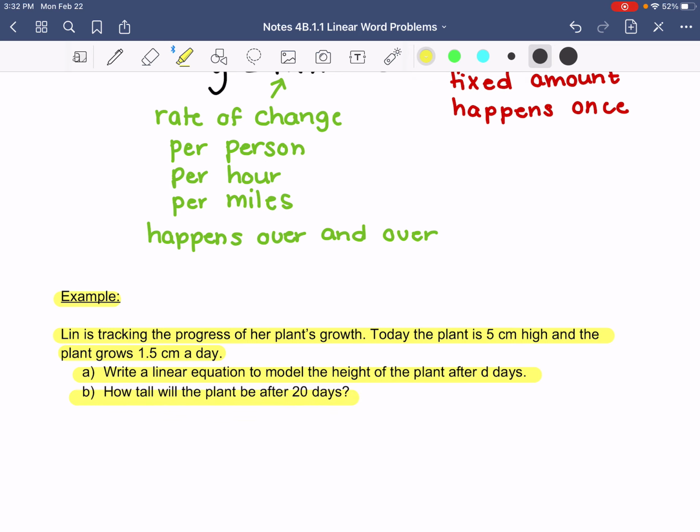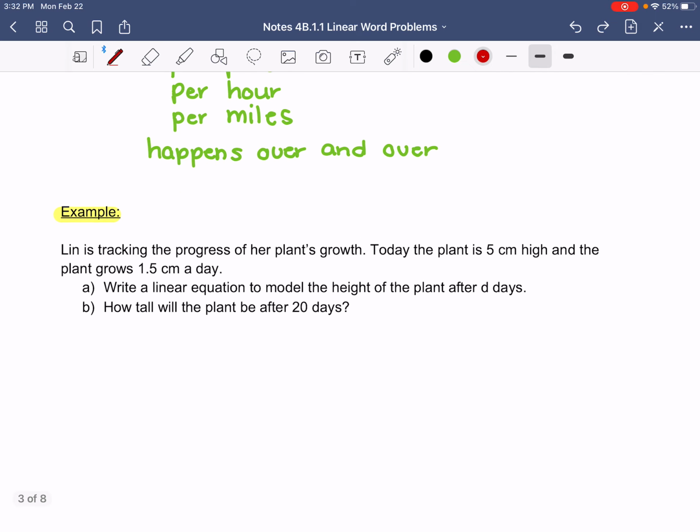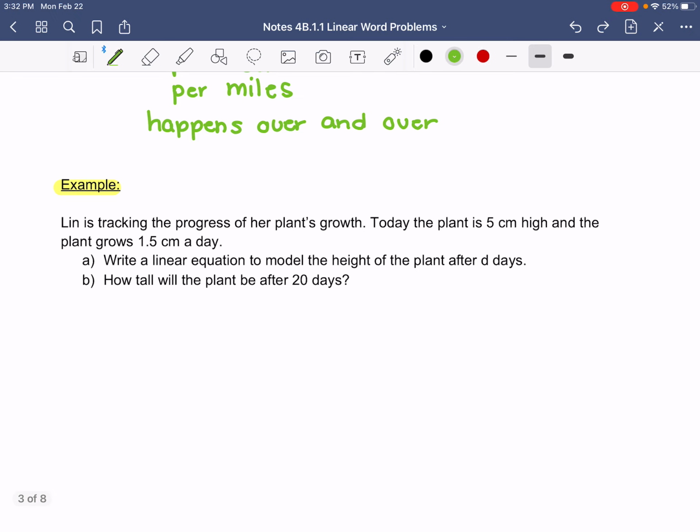One thing we need to keep in mind when we're doing our problems is that a lot of times we don't use x and y in word problems. This problem is talking about a plant's height, how tall the plant is, so we want to use H for our height. And then down here it told us that it grows at 1.5 centimeters a day, so we want to use D for our days. So we don't always use x and y.